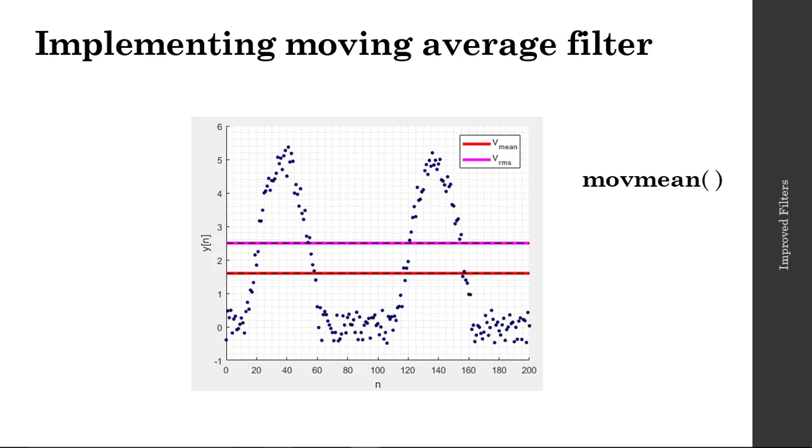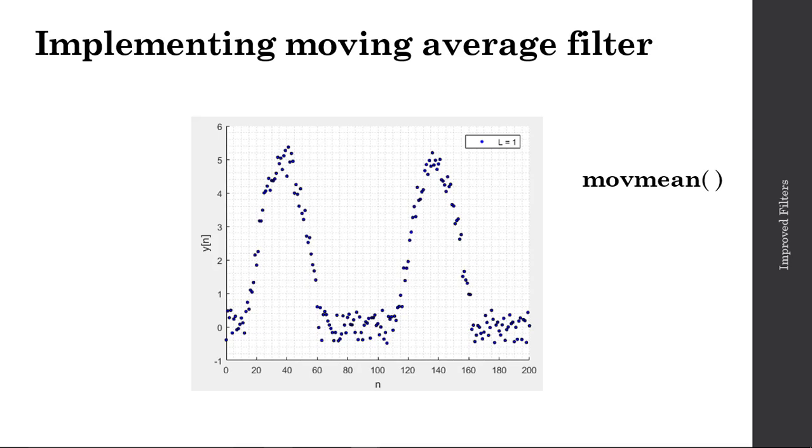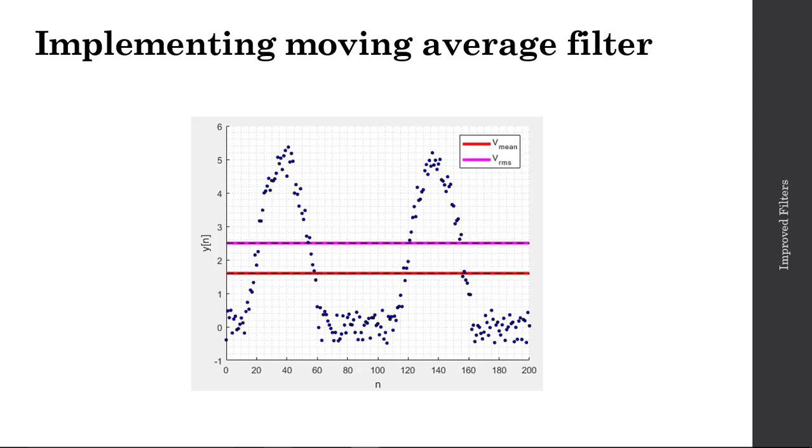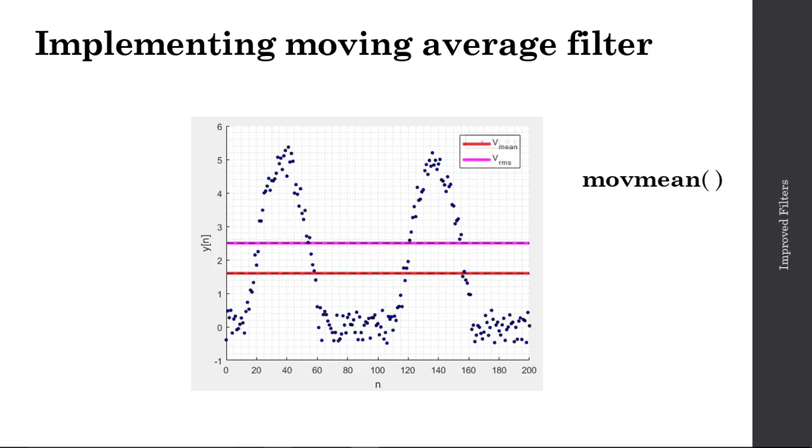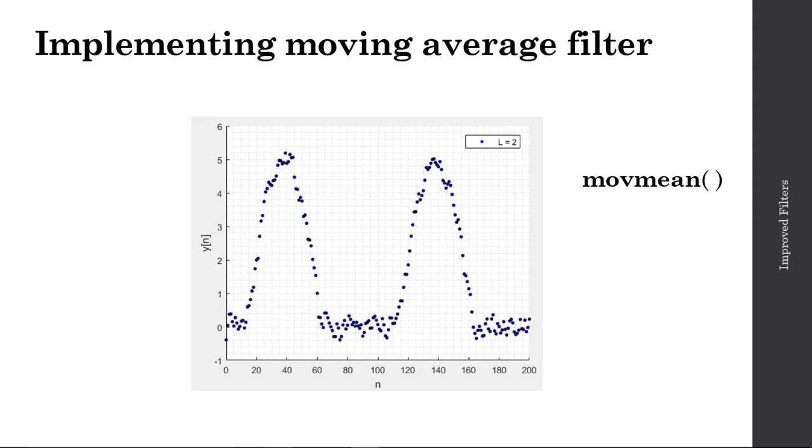So here's the output of the moving average filter, where I have a window length of 1. And you'll notice the data is unchanged, right? Because now I'm taking the average of one data point, so there's no change in the output. Here's the output of the moving average filter with a length of 2. So as the window traverses across the data set, I'm taking an average of 2 data points at a time and plotting the result here.